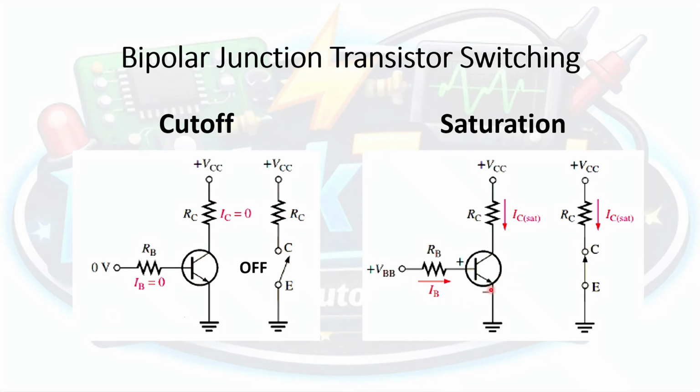Now, saturation happens when the base current reaches a certain value such that if I still increase it, the collector current is not increasing anymore. At that state, we can say that the BJT is already saturated, or is operating at its saturation region. And as I mentioned earlier, when the transistor is in saturation, it's acting like a closed switch. Or we can also say that when a transistor is in its saturation state, the transistor is on.